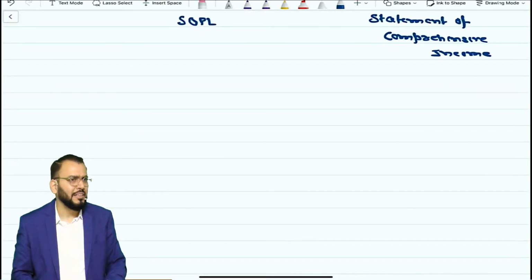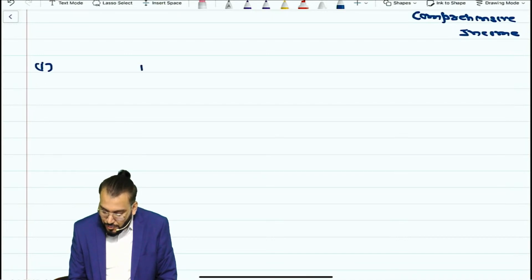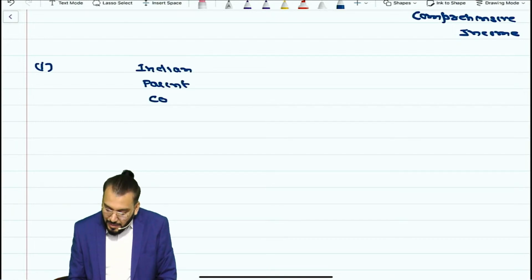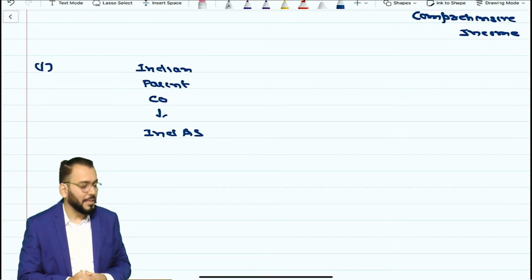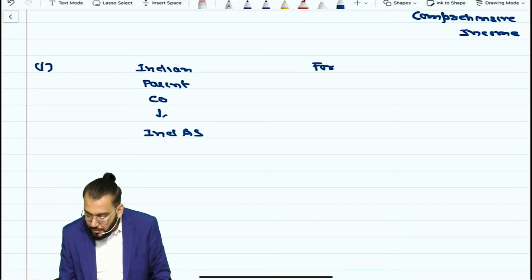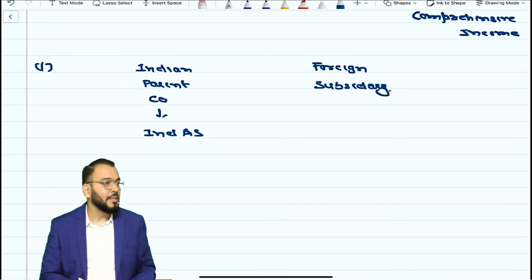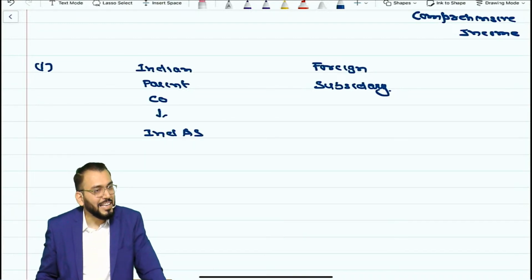Now, one point will come. There are three special points. Let us discuss one by one. First point. Suppose there is one Indian parent company, and let us assume that Ind AS is applicable, because it will be covered under that roadmap. Correct? Now it has one foreign subsidiary. Now the question is whether Ind AS is applicable to the foreign subsidiary. Means suppose that foreign subsidiary is in London, incorporated in London. So whether Ind AS will be applicable? Yes or no?